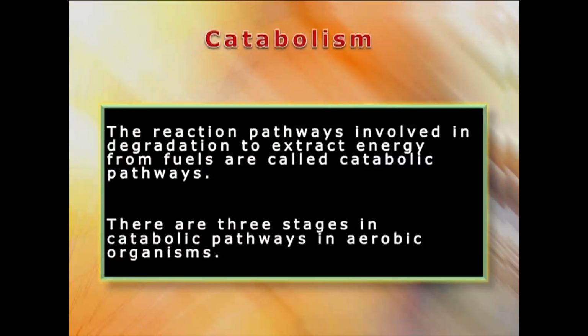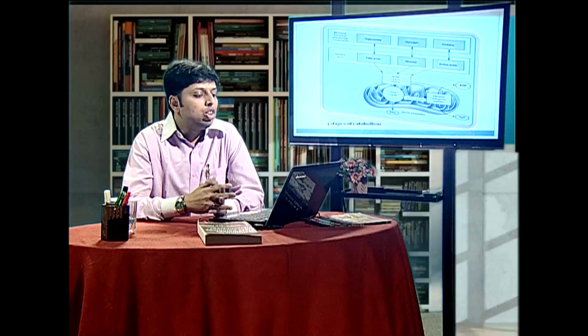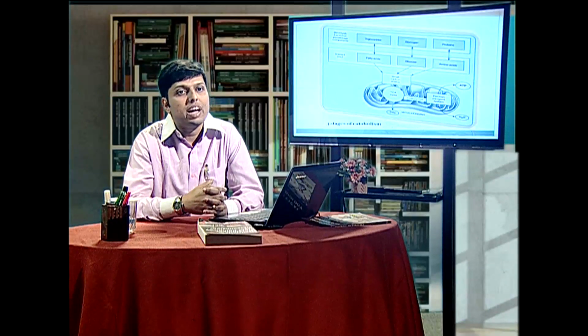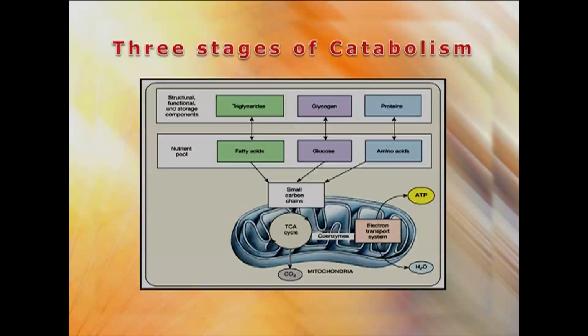Catabolism is actually the degradation of complex macromolecules into their basic building blocks. It is actually bioenergetically a downhill process. There are three successive stages of catabolism as can be shown in this particular slide. The macromolecules like the triglycerides, the glycogen and the proteins are broken down to their respective building blocks, fatty acids, glucose and the amino acids.